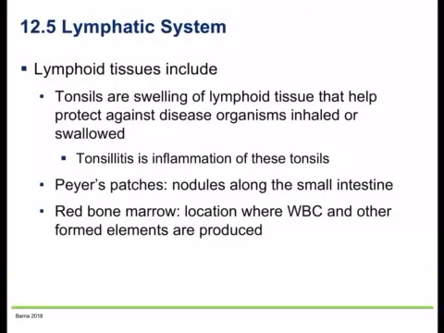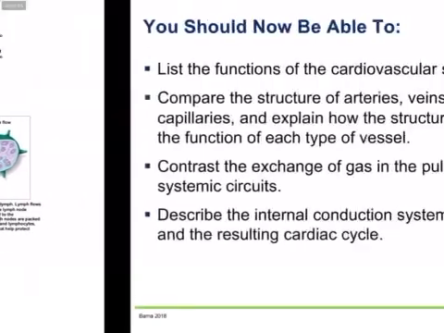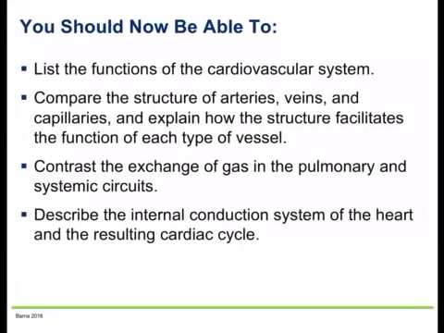Other places we have just a cluster of lymphoid tissue. This would be like your tonsils. They're very similar to how a lymph node works. Peyer's patches, your bone marrow. So these are all part of your lymphatic system and your blood system. Okay, and that is it for video number 2.